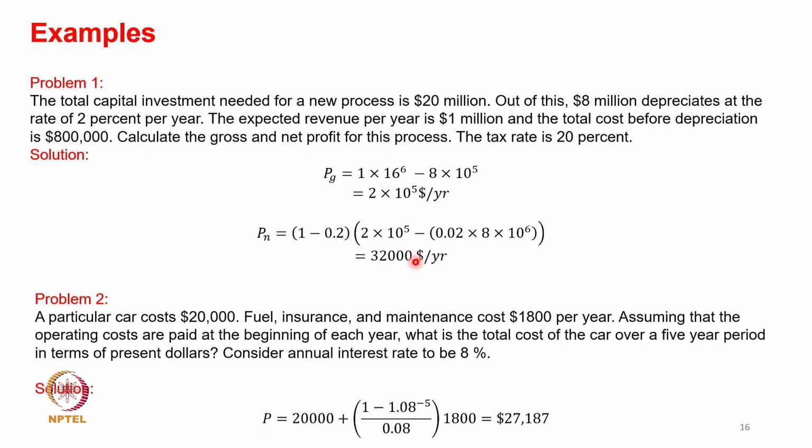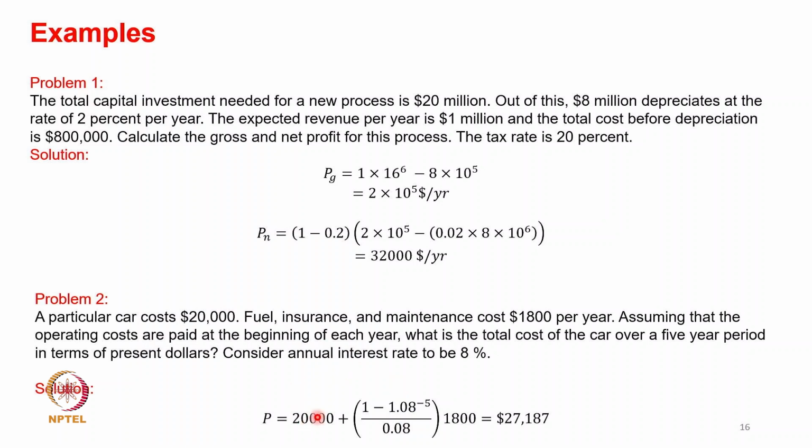And in problem 2, again look at the case. A particular car costs $20,000, and fuel, insurance, and the maintenance cost is $1,800 per year. Assuming that the operating costs are paid at the beginning of each year, what is the total cost of the car over a 5-year period in terms of present dollars? Consider the annual interest to be 8%.